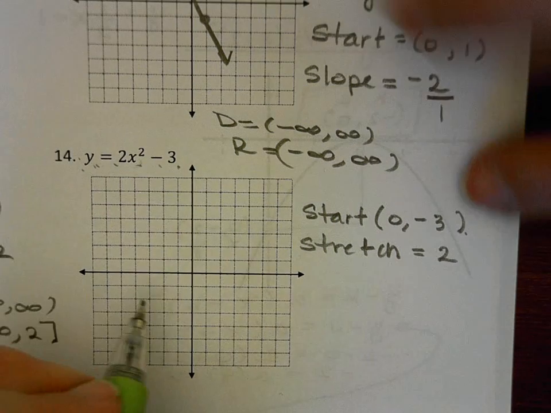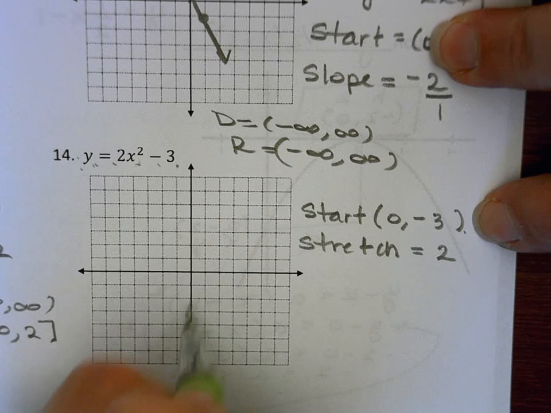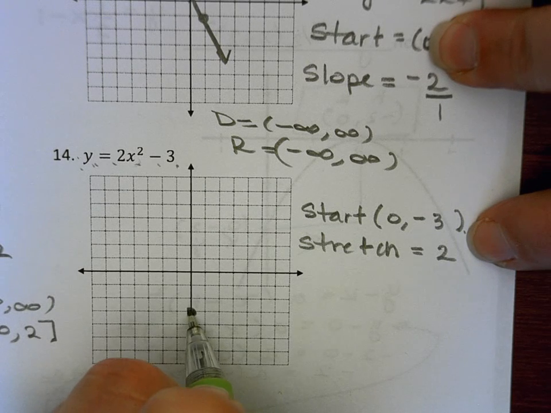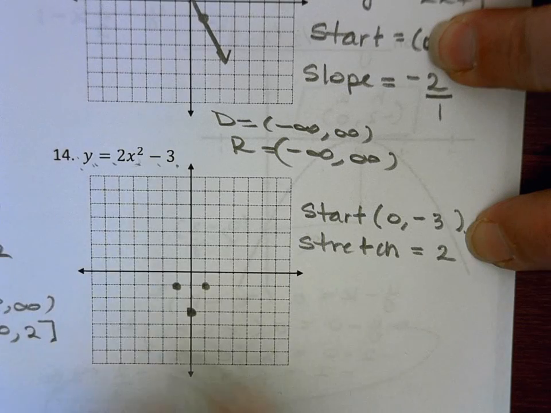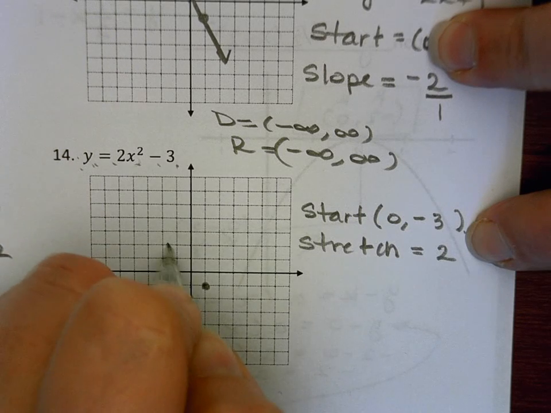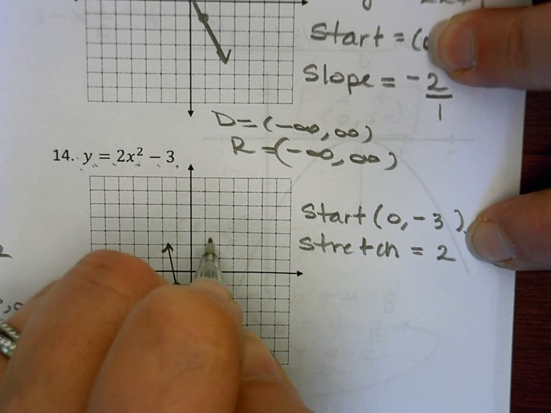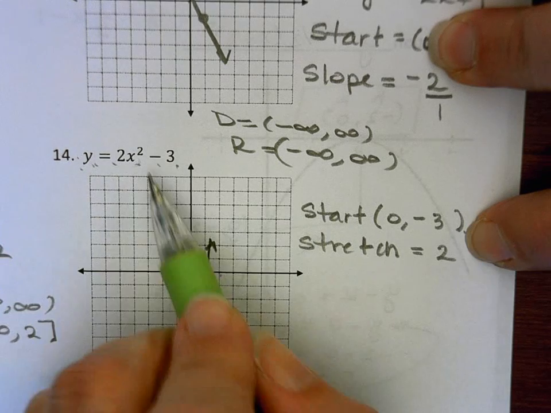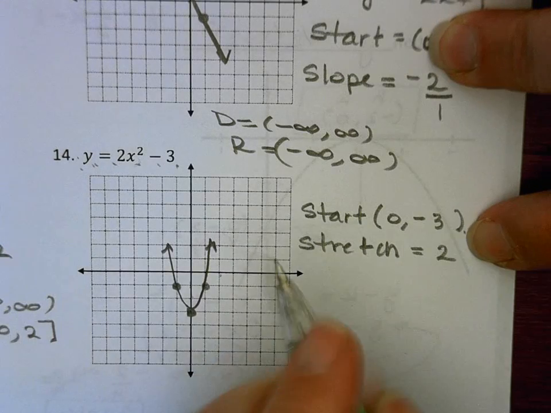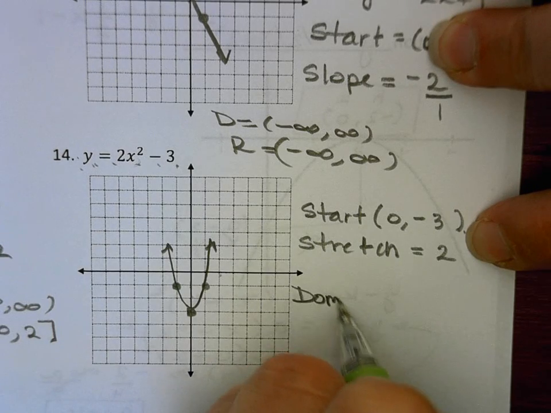So graph my start, and then my stretch, up 2 over 1, both directions. And if I wanted to, I can plug in like x equals 2 to find one more point. So the domain is also negative infinity to infinity like the other one was.